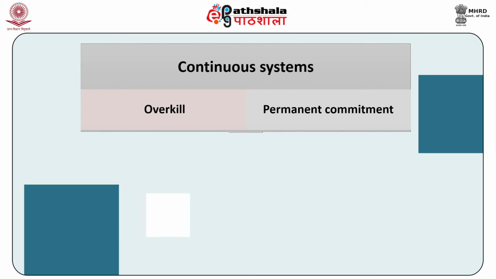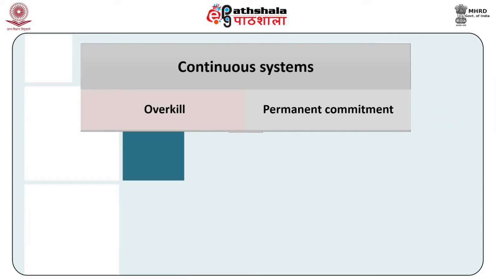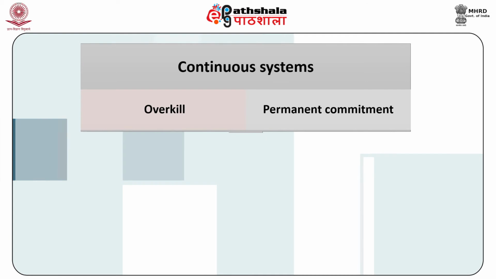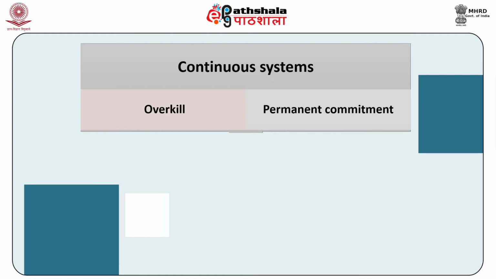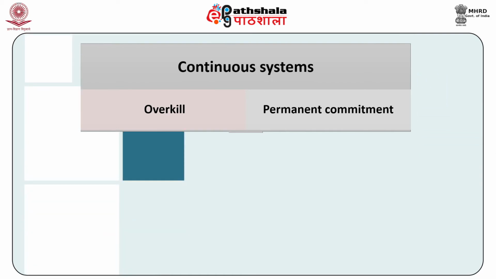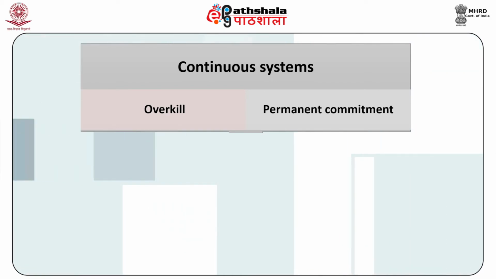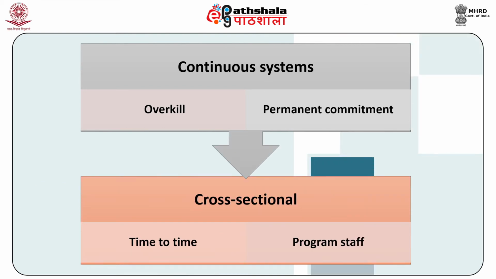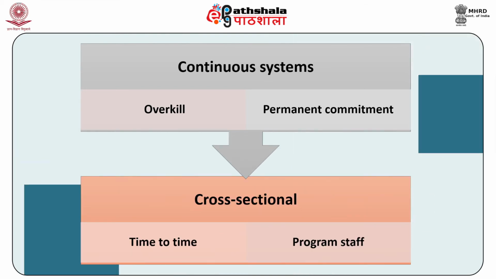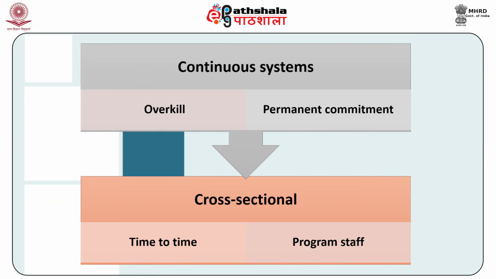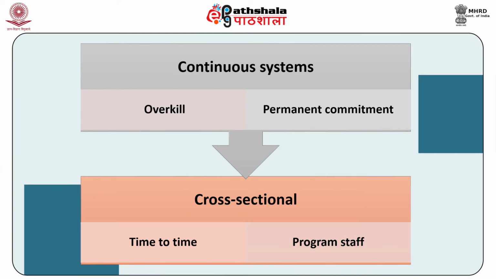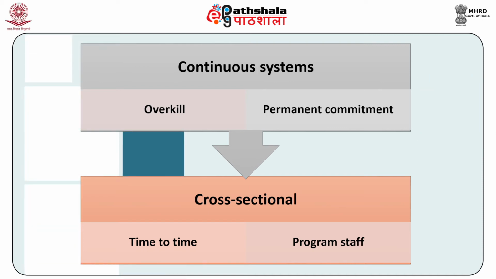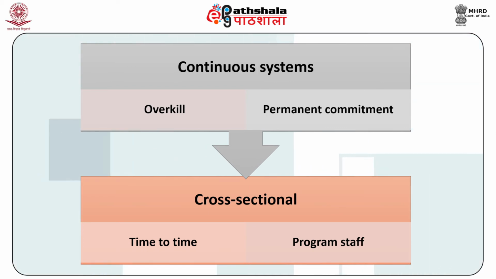Continuous systems are sometimes criticized as overkill, and since they do represent a permanent commitment of resources, they need to be justified by their actual use. Cross-sectional studies are undertaken from time to time. Many carry expensive startup costs and may be resisted by the program staff since they are not perceived as part of routine operation.